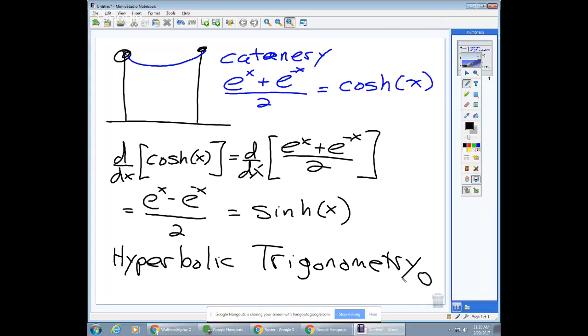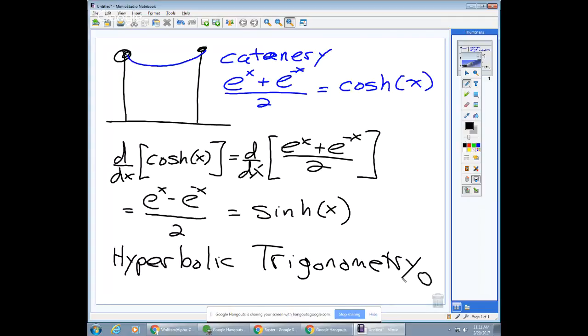Okay, so we are now delving into a new area of mathematics called hyperbolic trigonometry. And it's remarkably crazy and beautiful that these e to the x functions have similar properties to the traditional sine and cosine. For example, we know the derivative of the cosine is the negative sine. Well, we don't have the negative, but it's the hyperbolic sine. And guess what happens if we take the derivative of the hyperbolic sine? We're going to get the hyperbolic cosine back.